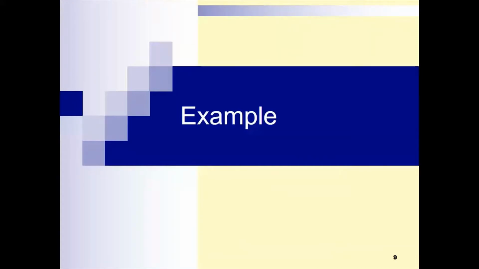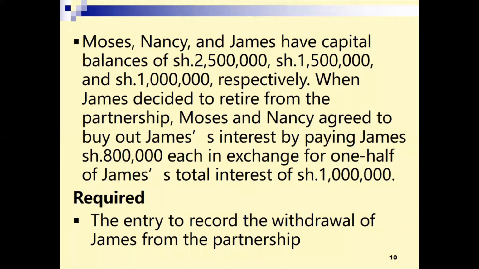The following example will be used to illustrate the concepts that we have talked about. Moses, Nancy, and James have capital balances of 2.5 million, 1.5 million, and 1 million respectively. When James decided to retire from the partnership, Moses and Nancy agreed to buy out James' interest by paying James 800,000 shillings each in exchange for 1/2 of James' total interest of 1 million required. The entry to record withdrawal of James from the partnership.